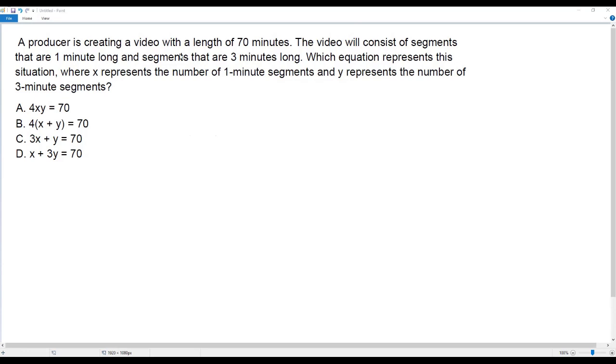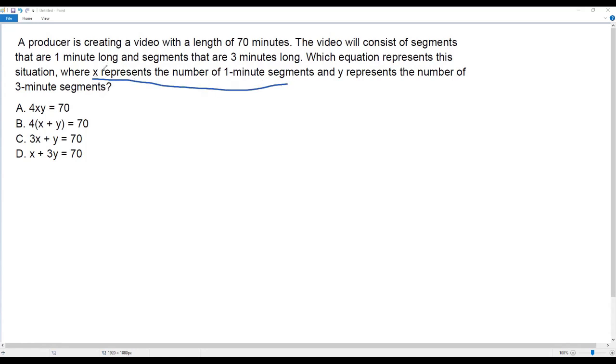The producer is creating a video with a length of 70 minutes. The video will consist of segments that are 1 minute long and segments that are 3 minutes long. Which equation represents this situation where X represents the number of 1 minute segments and Y represents the number of 3 minute segments? Okay, here we have X number of 1 minute segments.